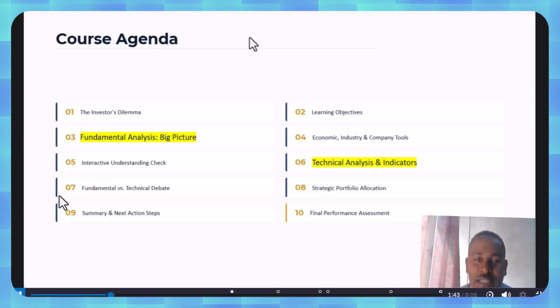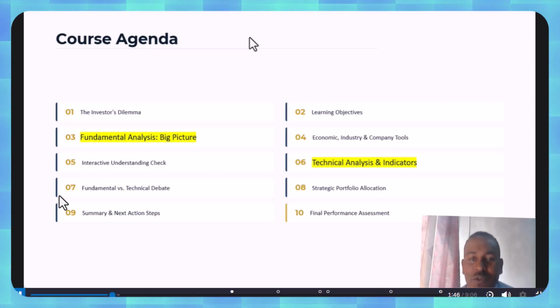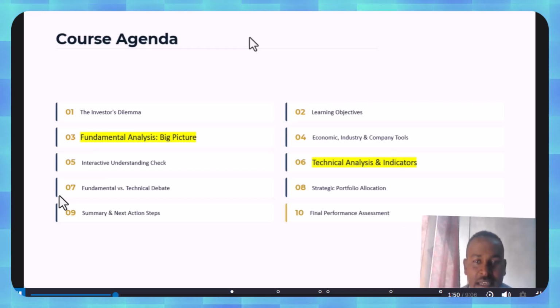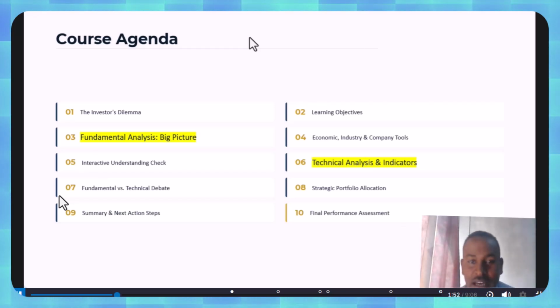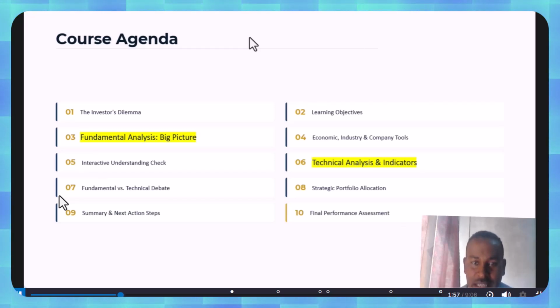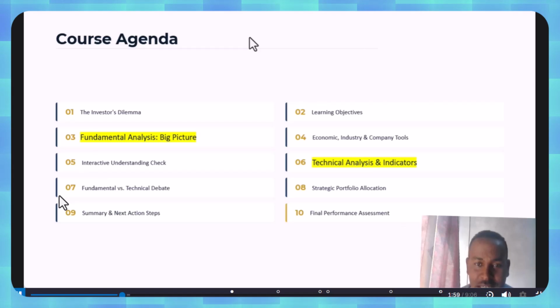We will see the comparison. After that, we will see strategic portfolio allocation. And finally, we will have summary and next actions. And after that, we will have a final performance assessment. You will be assessed at the end to check whether you understand or not.